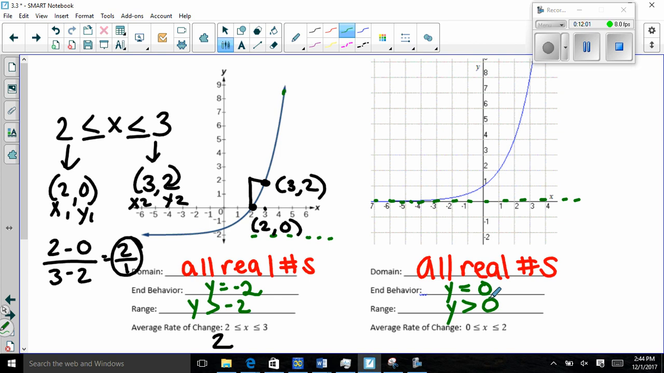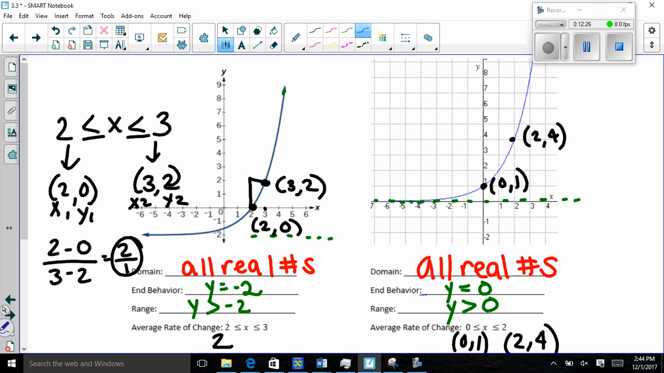And now when I find these 2 points, I can see when x is 0, my y is 1. So I would do 0, comma 1 at that point. And when x is 2, my y is 4. And I find the slope. I could also count rise over run.